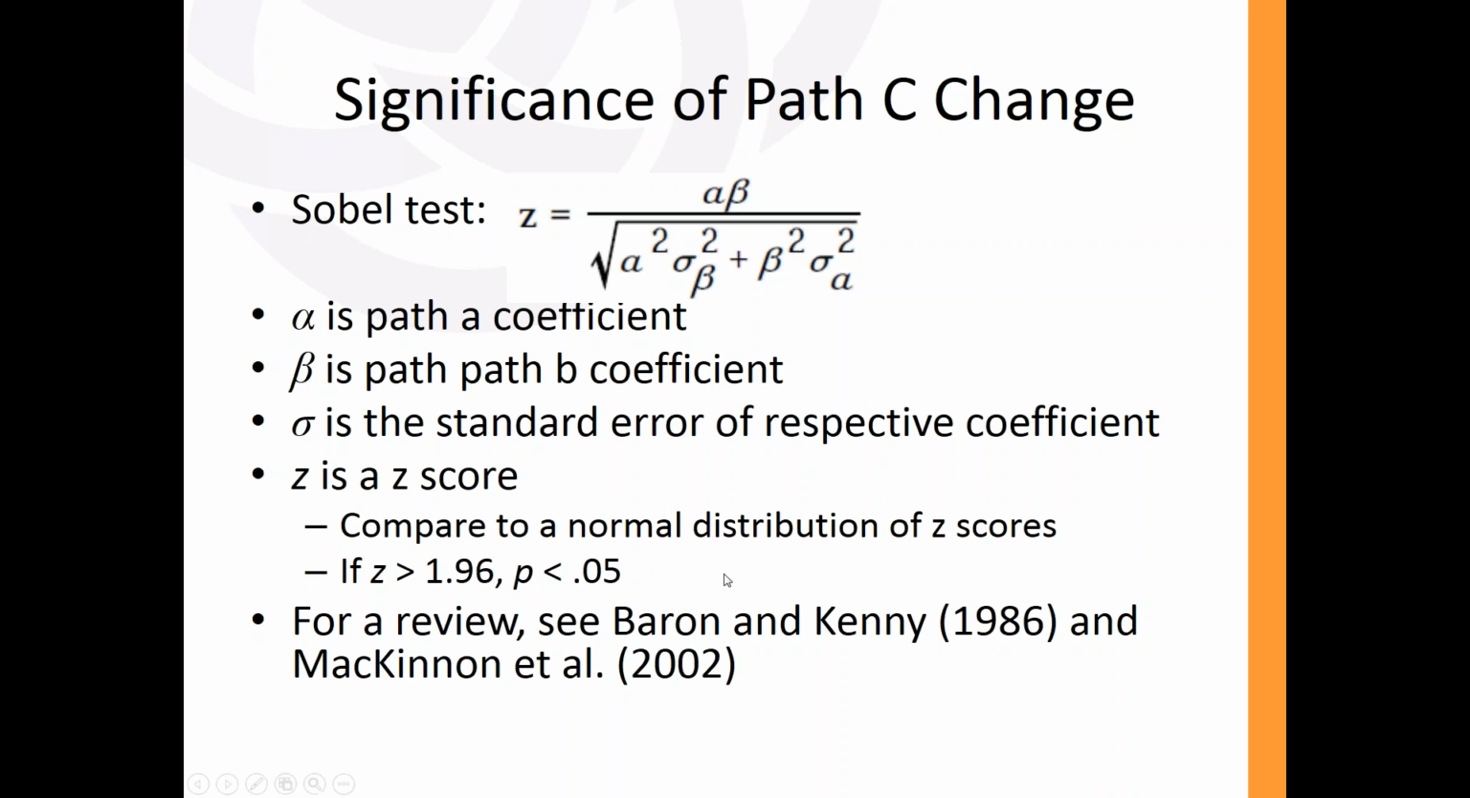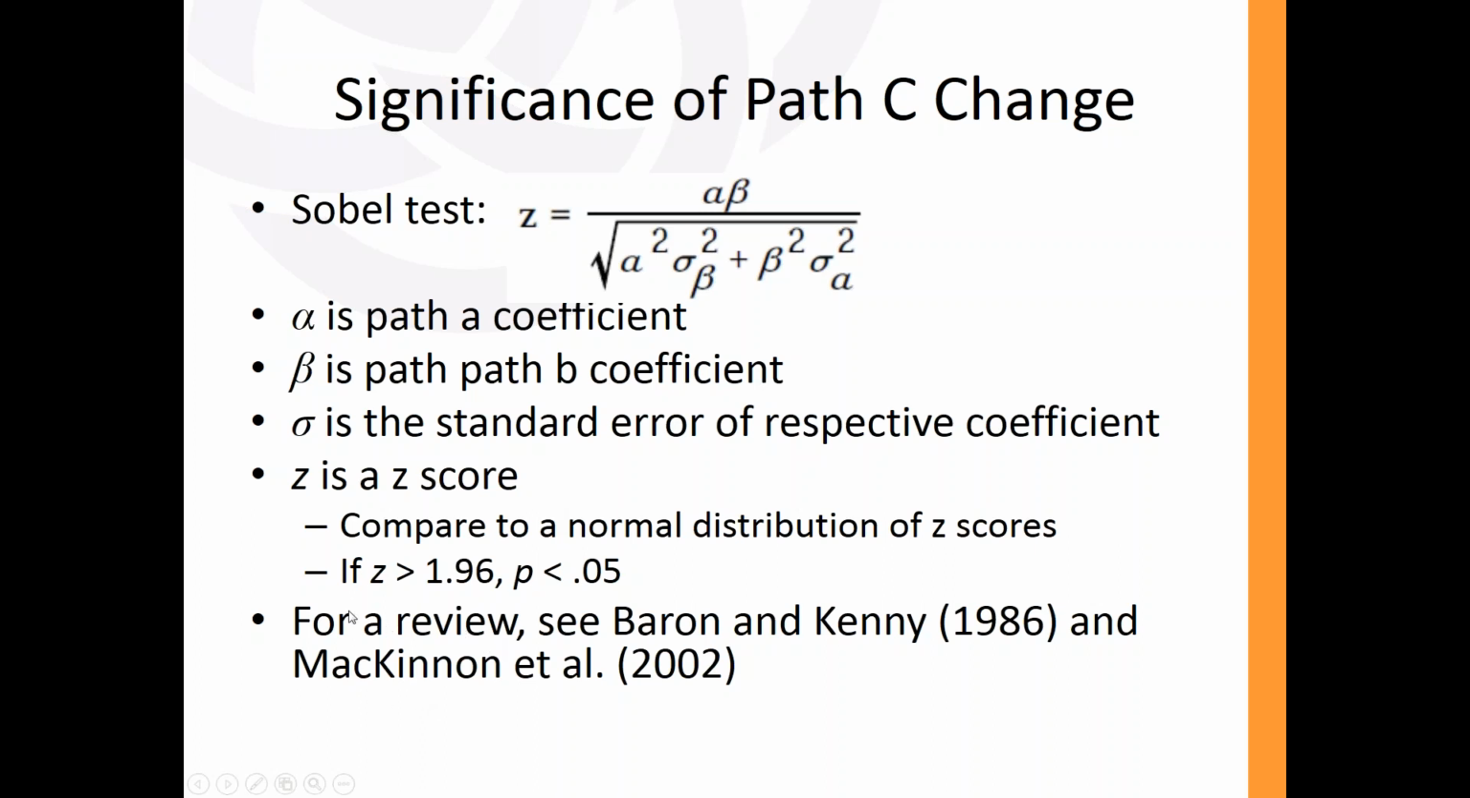You can also calculate it, but suffice it to say that once you have all these numbers from your analysis, SPSS gives you all of this output, and I've listed what they all mean here. Alpha is the path A coefficient, and when I say coefficient, I mean the unstandardized beta coefficient that you get in a regression output. Same thing for beta, that's the path B coefficient, and sigma is the standard error of each of those, and then Z, again, you calculate that.